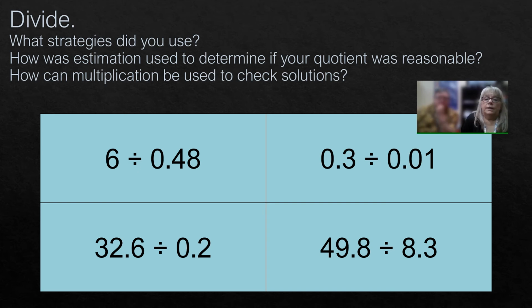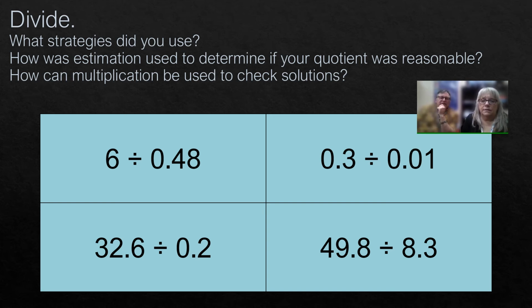Yes. That next one, 3/10 divided by 1/100th, I want to think, well, every tenth could be separated into 10 hundredths. So if I have 3/10 and each one of them is 10 hundredths, I should have about 30, right? 30, yeah, exactly. You'd have about 30 groups of 100th. Correct. What about 32 and 6/10 divided by 2/10?